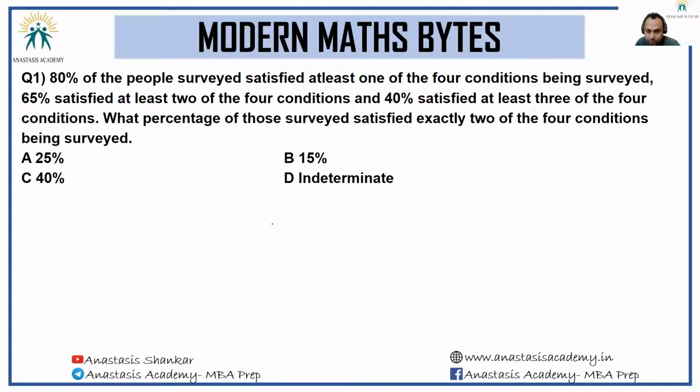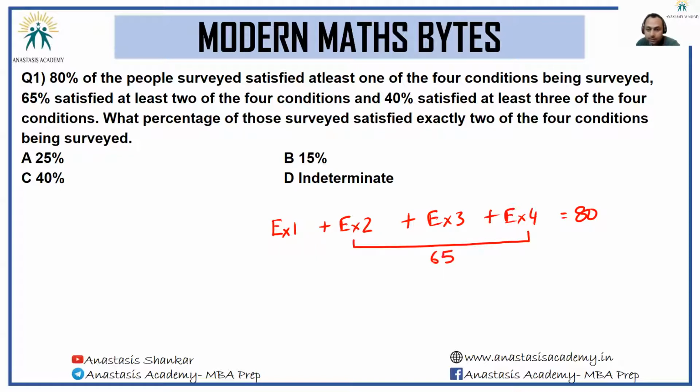Okay, so I'm saying exactly one plus exactly two plus exactly three plus exactly 4 is equal to 80. This is told to us. And then 65% satisfied at least 2. So this entire range here, this is 65, which tells me exactly 1 was satisfied by 15% of the people.